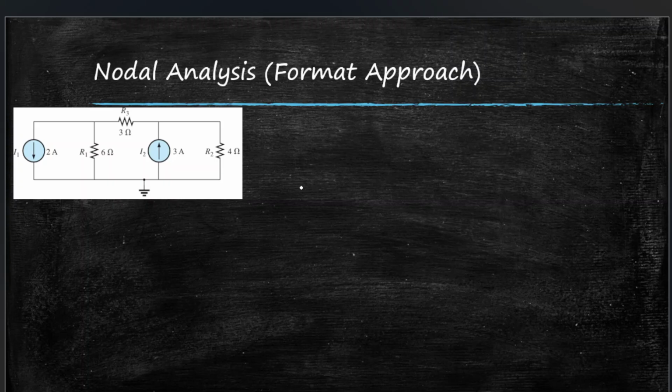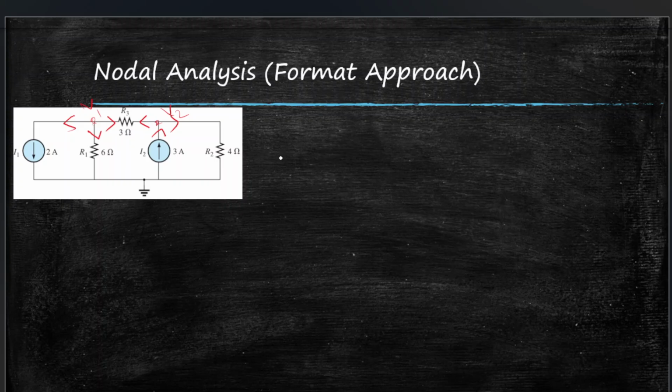So like I said, the format approach is the shortcut for node analysis. It's the same steps. First we assign the voltages. So let this be V1, assign the nodal voltages, and V2. Now this current is exiting, I1. This is also exiting, and exiting. This is entering, exiting, exiting. Okay.